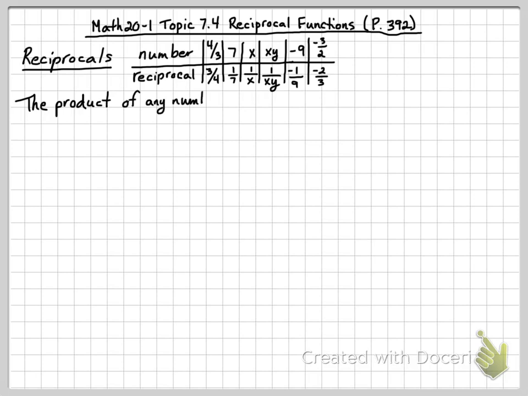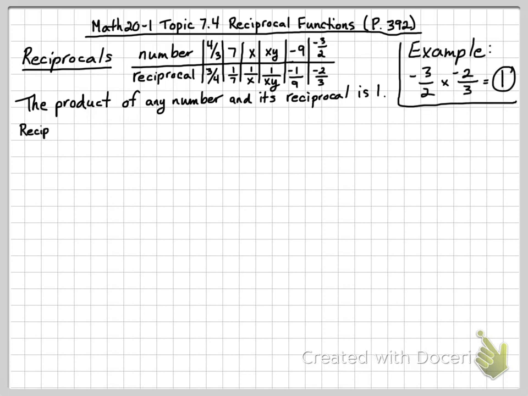The product of any number and its reciprocal is always 1. For example, if we looked at -3/2 times -2/3, you're going to get -6/6, which is 1.